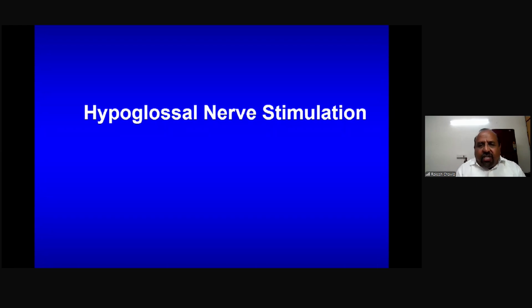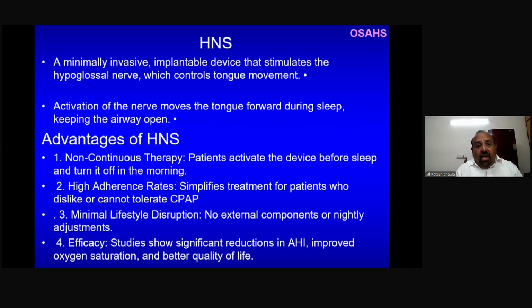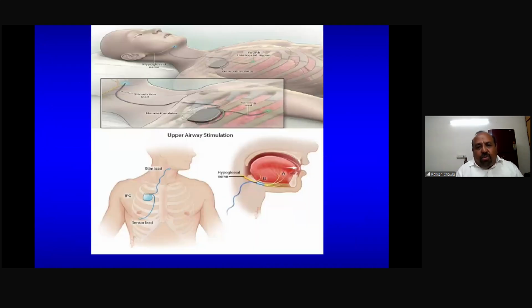A minimally invasive surgical intervention is hypoglossal nerve stimulation. It is like a pacemaker, a non-continuous therapy. You switch it on during the night or in the evening when you are going to sleep. Adherence rate is very high, and lifestyle disruption is minimal. You place it like a pacemaker in the infraclavicular area, put the electrodes into the base of the tongue, and switch it on when you are going to sleep.